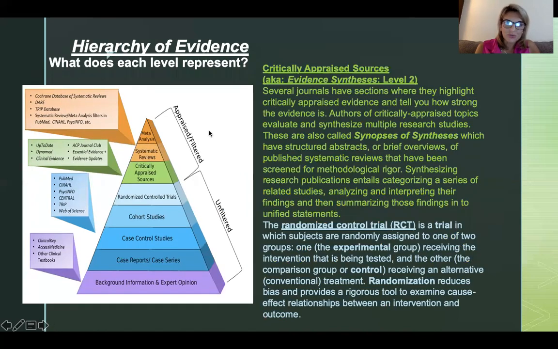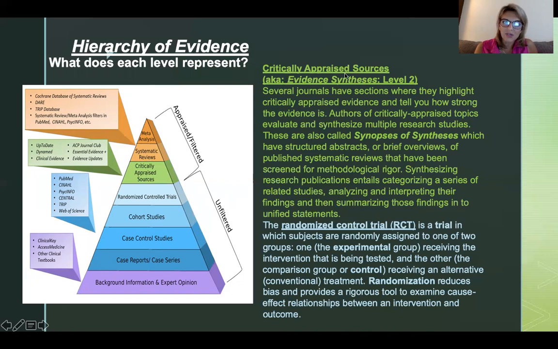Next, we have level 2. And here we have what's called the critically appraised sources. Now, I just want to point out that I've noticed in research in general, in this particular topic, they use a lot of different words that all mean the same thing. So they have a lot of definitions of the same thing, which gets very confusing. For instance, in this particular pyramid, they call it critically appraised sources. Other pyramids call it evidence synthesis, and other pyramids call it synopsis of synthesis. So what's the key thing here? Just think of synthesis and critically appraised. Those are your two words to show you what level of evidence you're at.